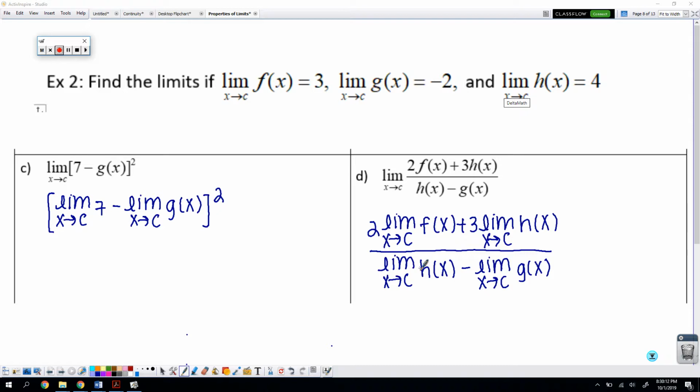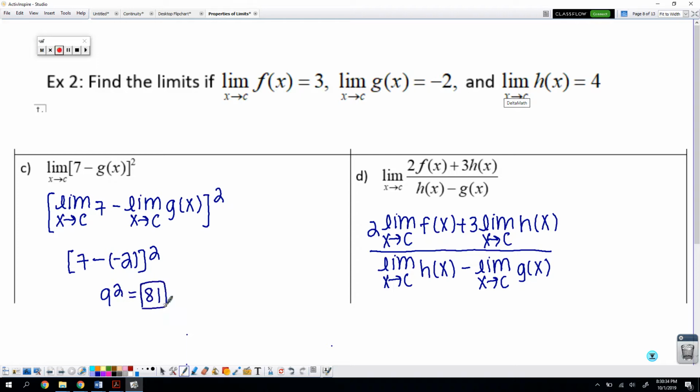So, for letter C, this is talking about the constant rule again. So remember, this constant rule just says that this one is 7 minus, and then we want the limit as x approaches c of g of x, which is negative 2. And then we want to square it. That's 9 squared, which is 81.